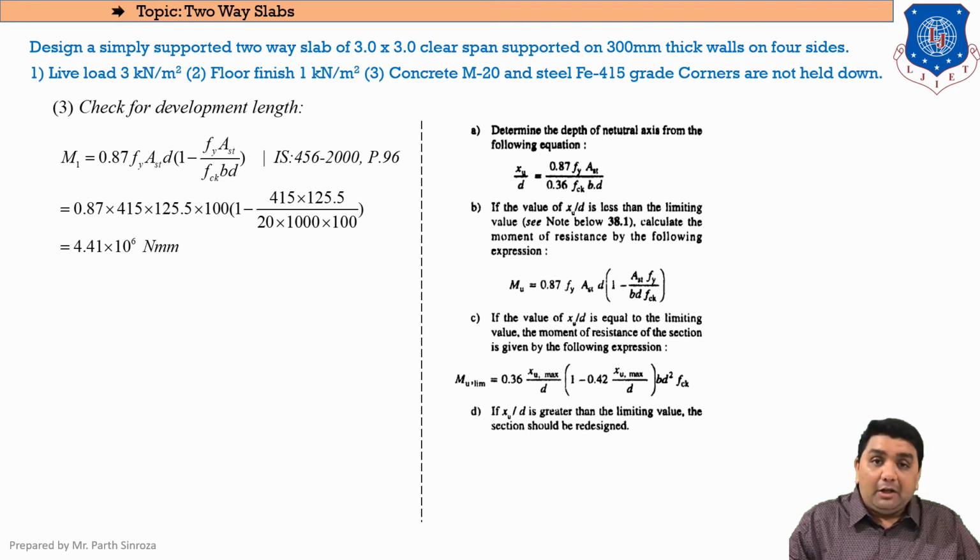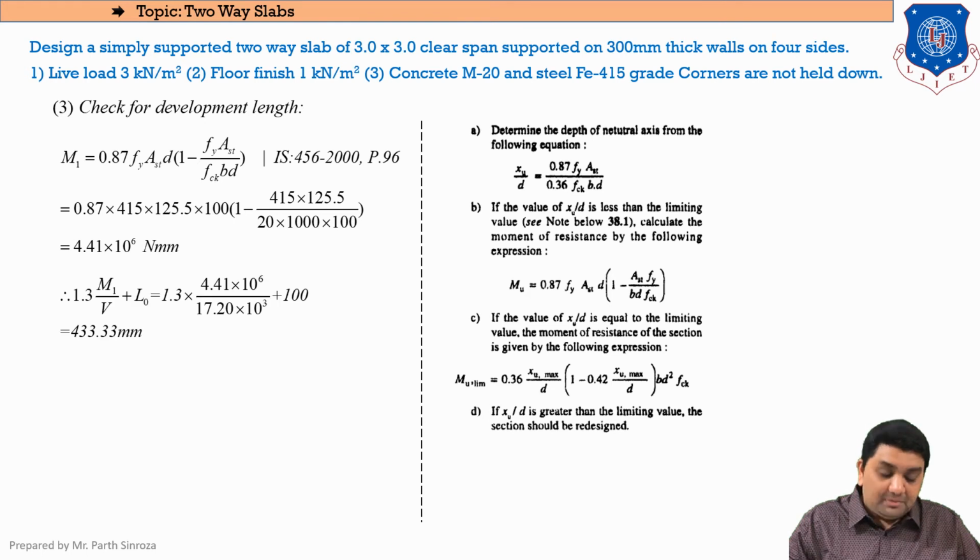Clear? So we have completed all the things that we required to find the RHS portion. Now we'll be substituting the value of RHS, that is 1.3 M1 by V plus L0, and the answer comes out to be 433.33 mm.